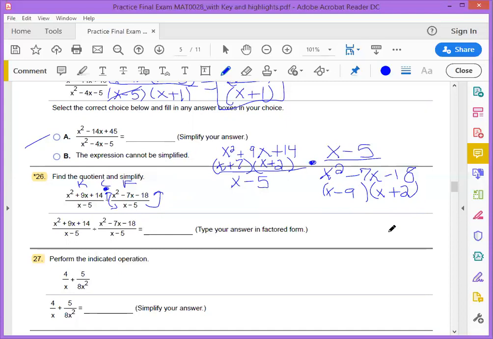Now we'll cancel any like terms. So that x minus 5 and x minus 5 will cancel. The x plus 2 in the upper left hand and x plus 2 in the denominator will cancel. And what we're left with in the numerator is x plus 7 right here. And in the denominator, x minus 9. I wrote x plus 9, but it should be x plus 7 in the numerator, and x minus 9 in the denominator. This is our answer.